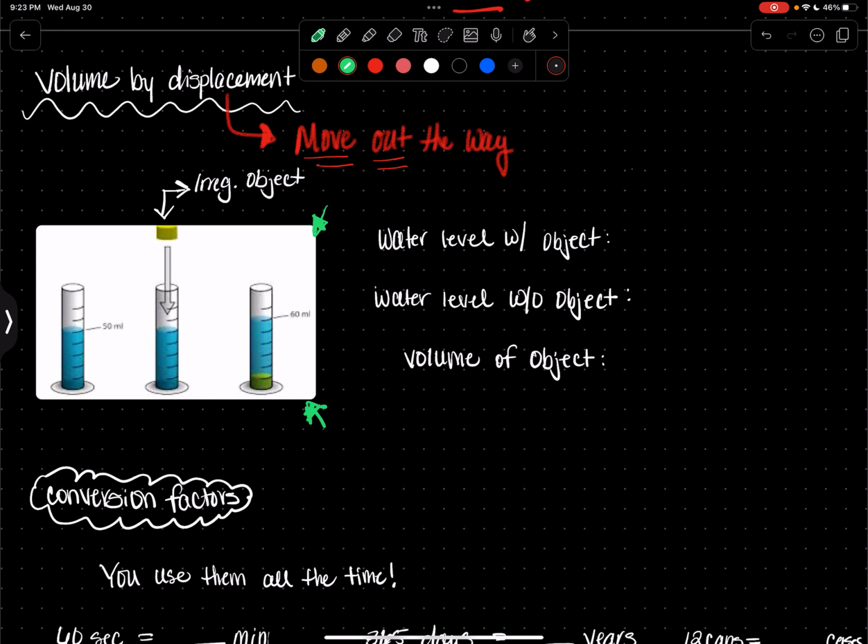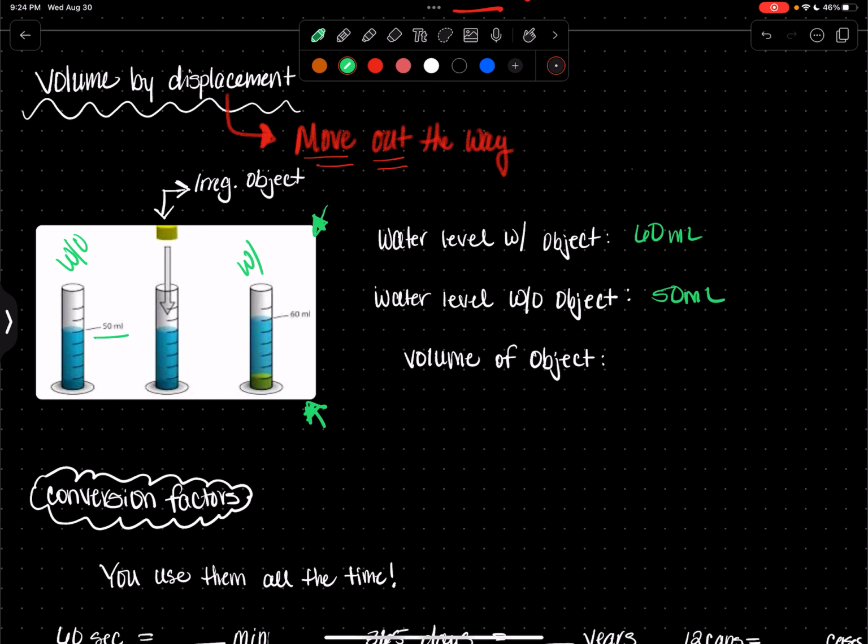Obviously, this is without the water. I then drop that yellow circular thing into it, and this is with the object in it. W/O is without, W/ is with, and I get some different numbers here. So I can clearly see that I'm given some information about the water level with and without the object in it. So without, I see it is 50 milliliters. And with the object, it is 60 milliliters.